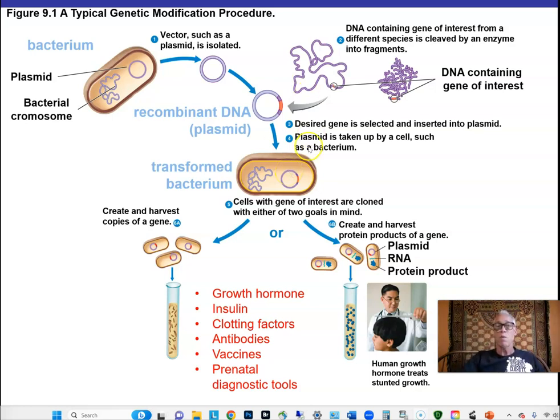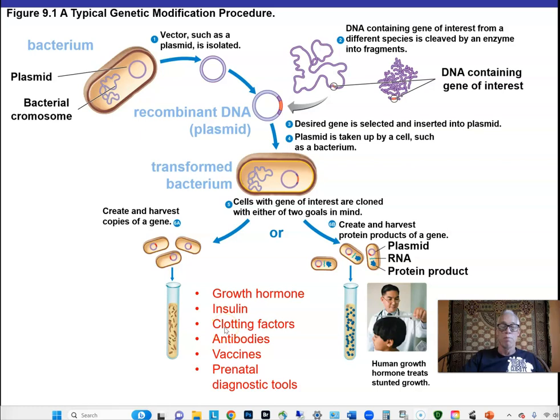Then we can introduce all those plasmids that now have a piece of the original genome, including at least one that has the gene of interest in it, into bacteria, and then grow clones of all the different possibilities, all the different bacteria that have different pieces of that genome. Then we can screen and find the one that has the gene of interest, and then we can create clones of that and purify a product. It might be insulin.